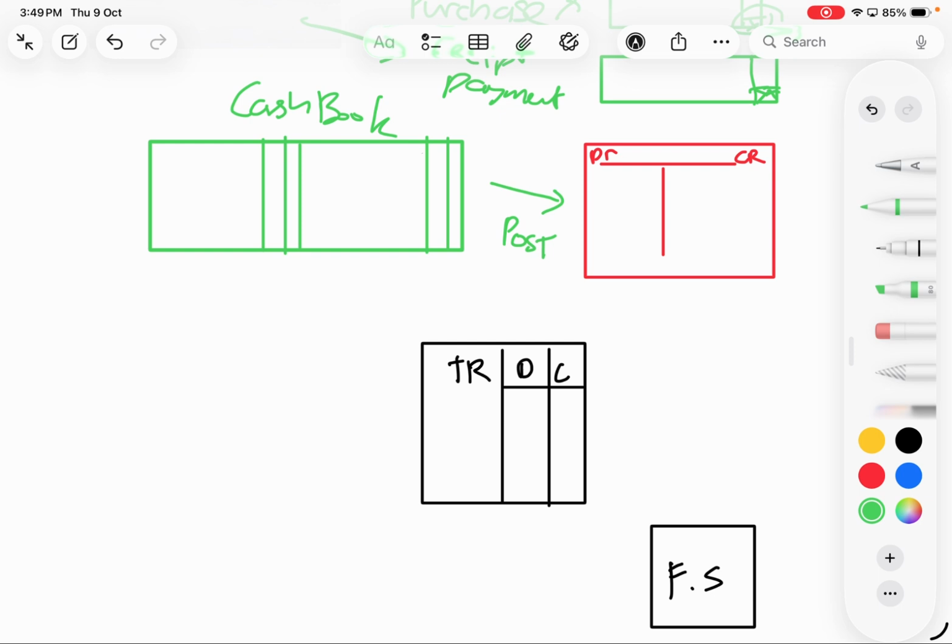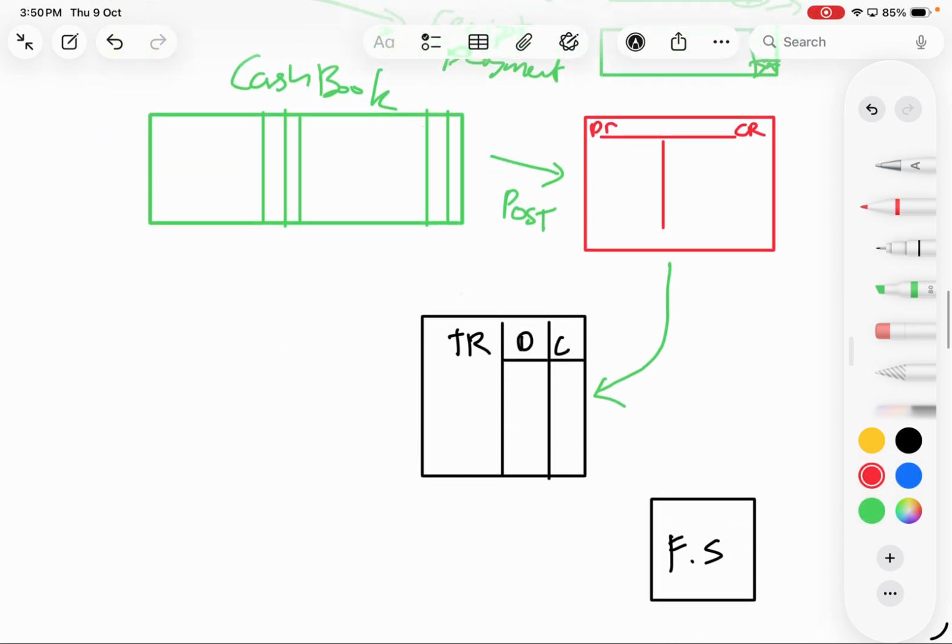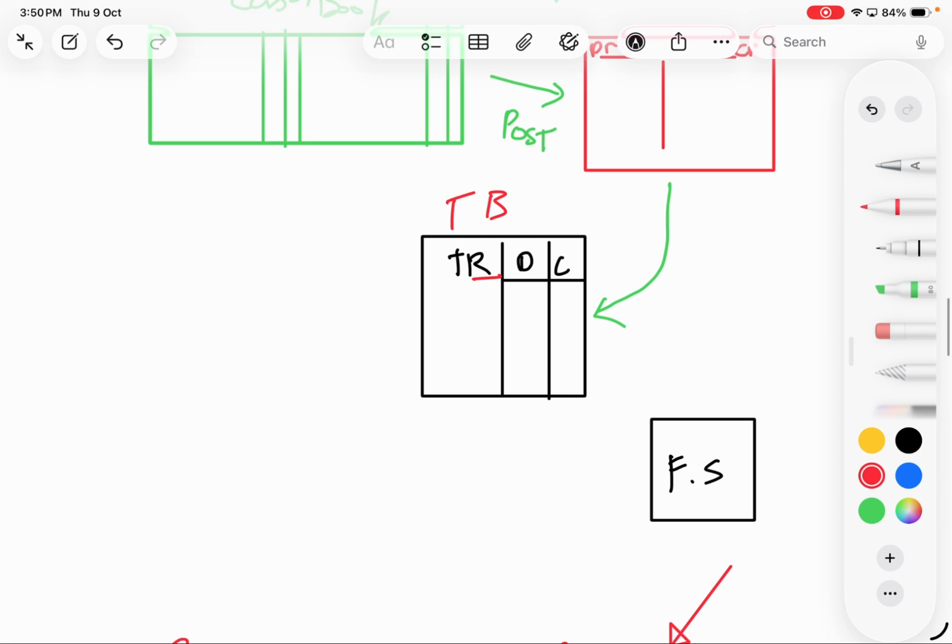Then after you do the posting to the ledger, what do you do? You balance all the accounts, right? The balance brought forward, balance carry forward. Remember that one? Or you already vomit? These are all the manual steps. You are an accountant, it should be inside your brain already. Then you will do the trial balance from all the ledger accounts, and then you will prepare the financial statement.